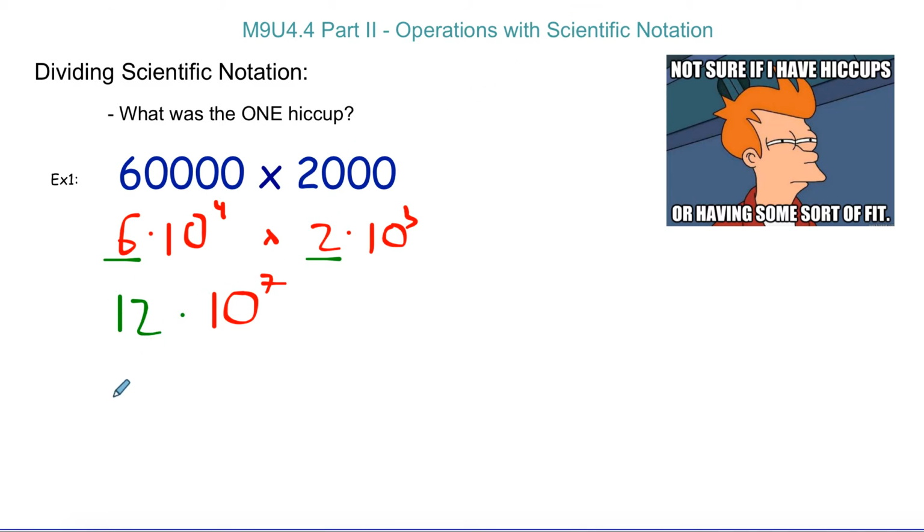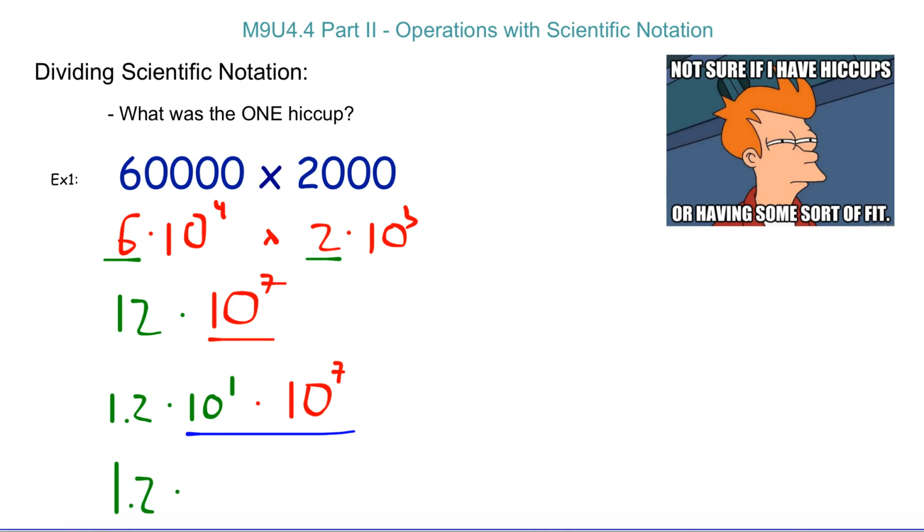So we're going to take the 12 and turn it into 1.2. 12 is really 1.2 times 10 to the 1st power. And then also we have this stuck on the back, times 10 to the 7th. So now we can combine the 10s, and that's why you get 1.2 times 10 to the 8th. Now that's in scientific notation. Sweet.